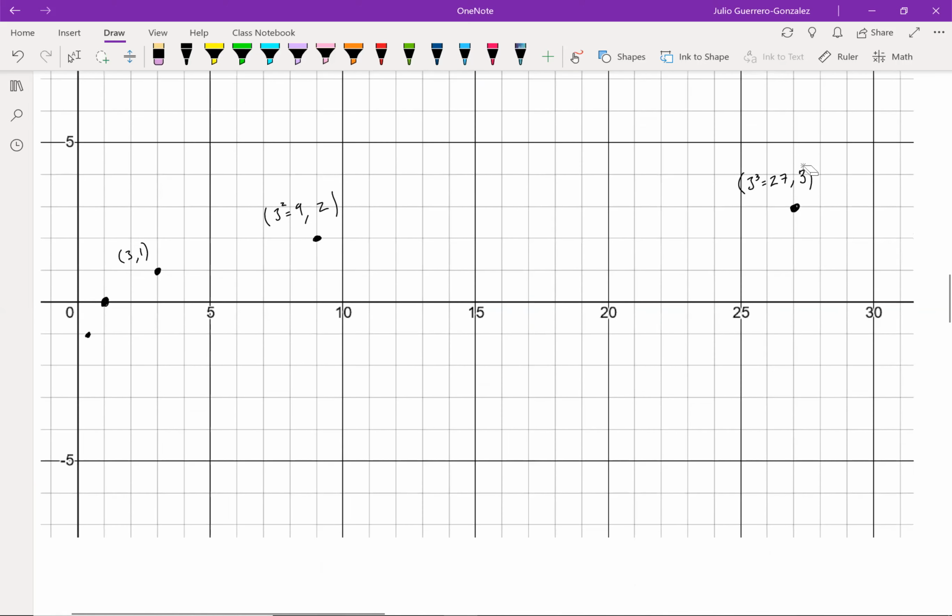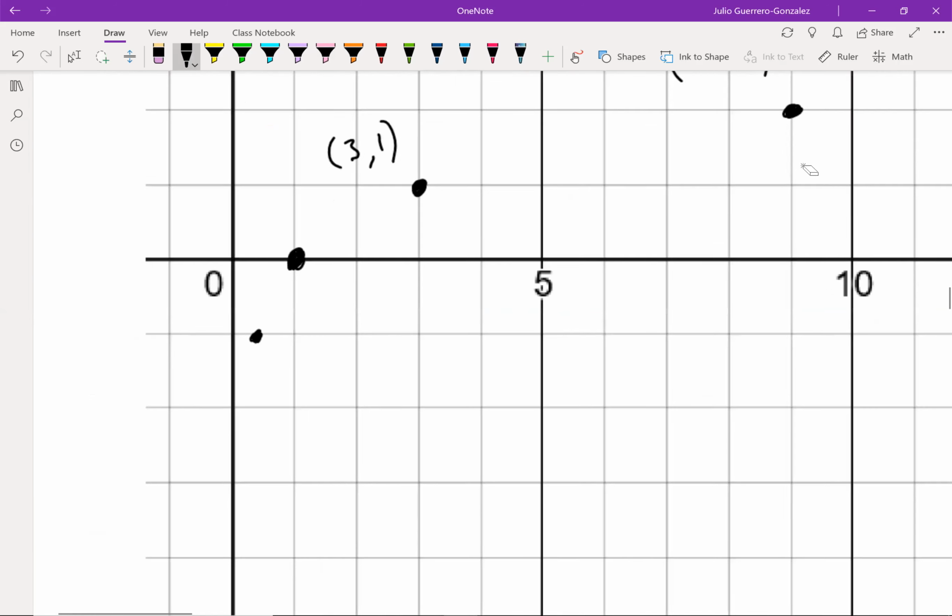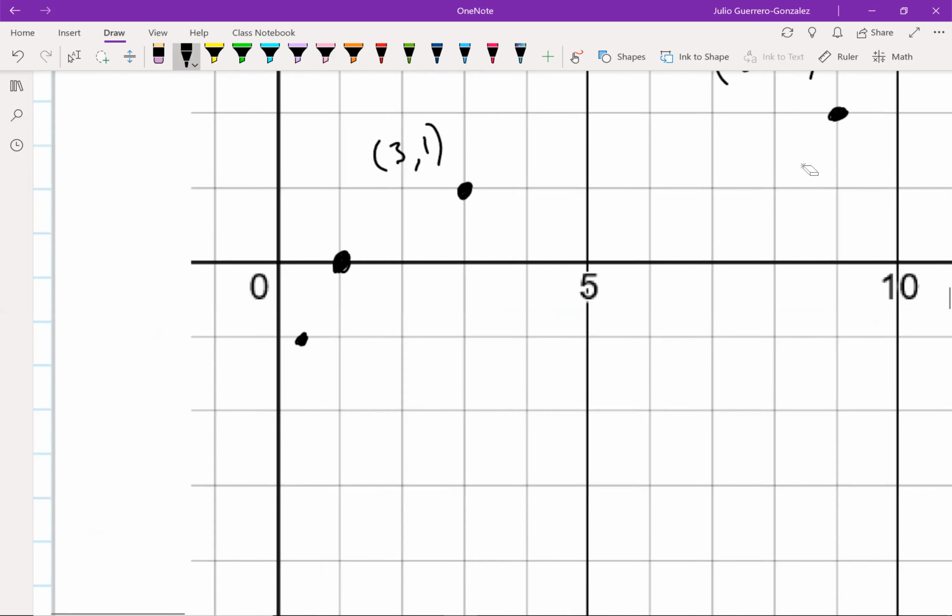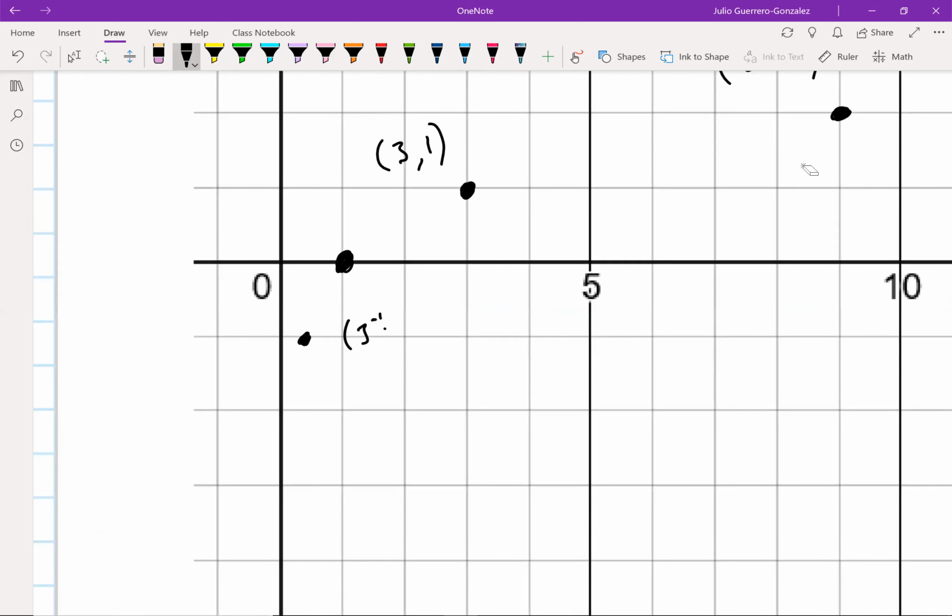So in the next couple, I'm actually going to do the next point. This is going to be 3 to the negative 1, which is 1/3, comma, negative 1. The next one after that. So notice what's happening, right? 3 to the negative 2, which is 1/9, negative 2.